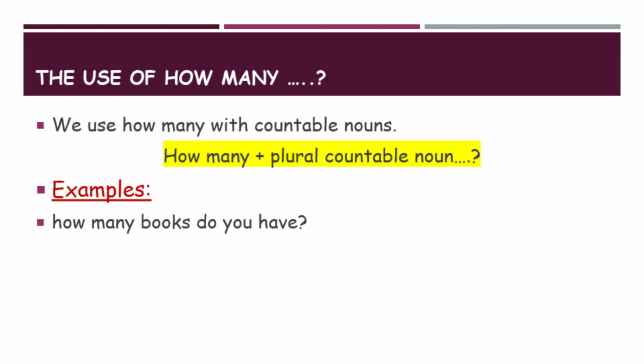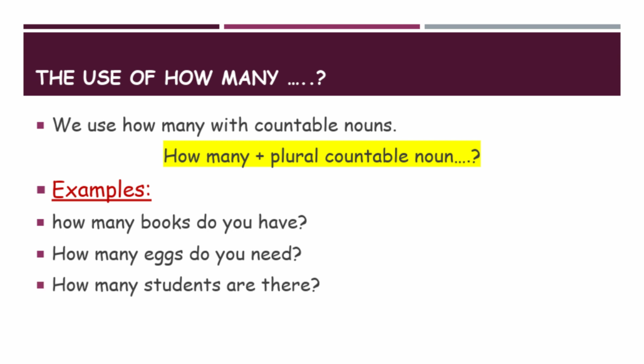Example number 1, how many books do you have? How many plus books in its plural form. How many books do you have? Now here, from this question, I want to know the quantity of books that you have, okay? Again, example number 2, how many eggs do you need? How many eggs do you need? Again, the noun here is in its plural form. It's a must. It should be in its plural form. Okay? Number 3, how many students are there? How many students are there?